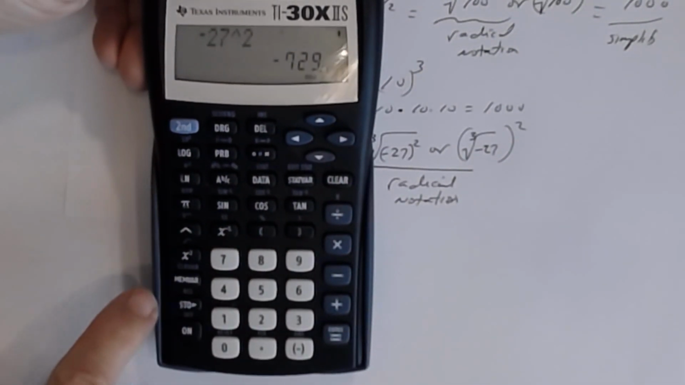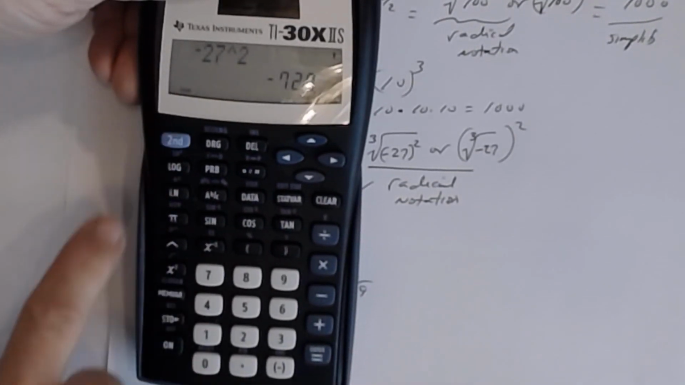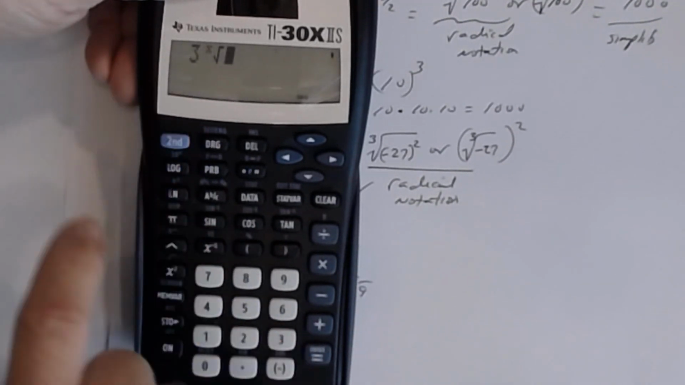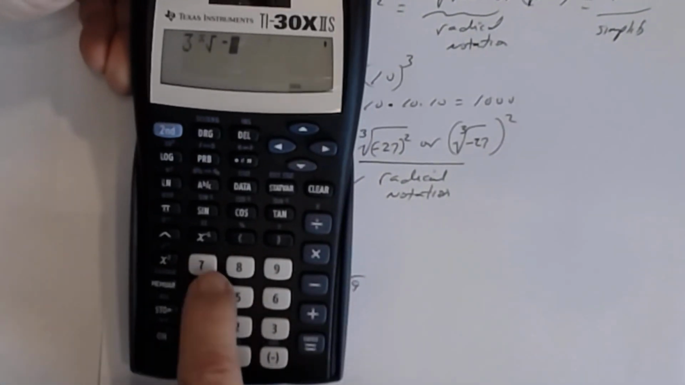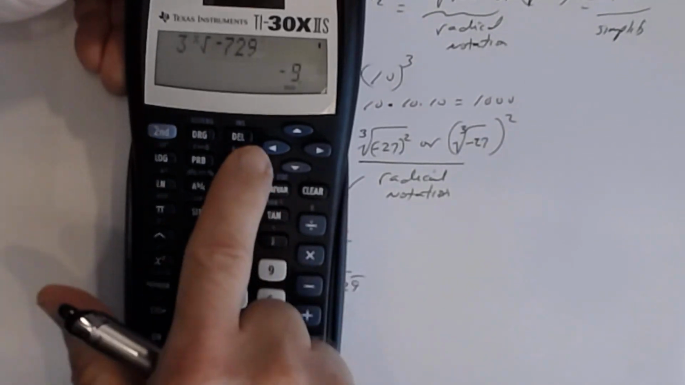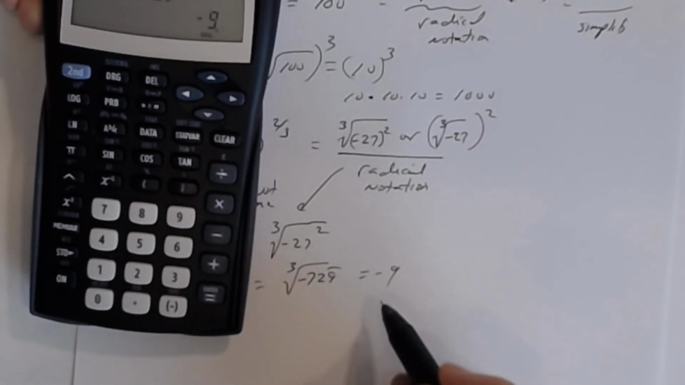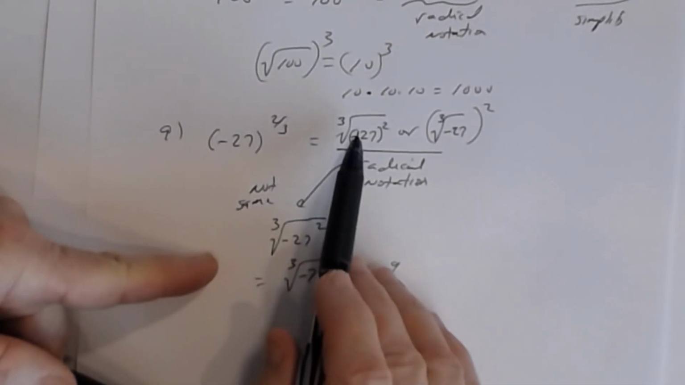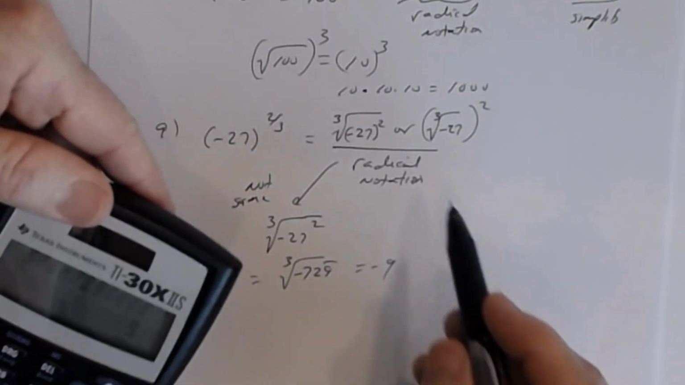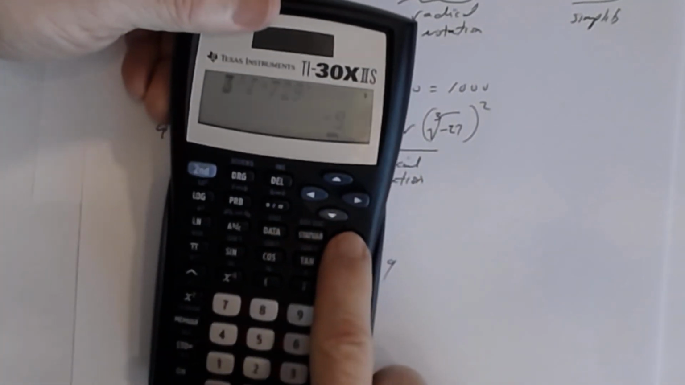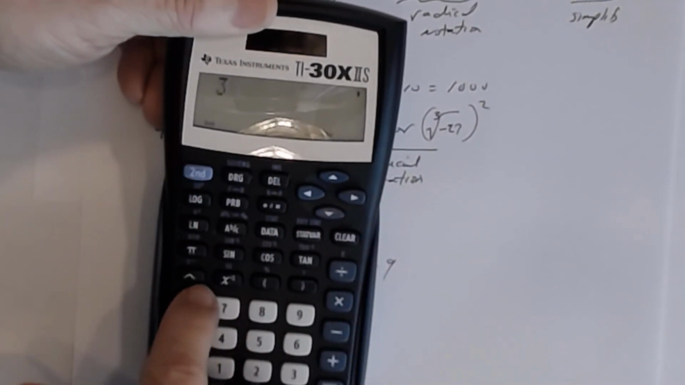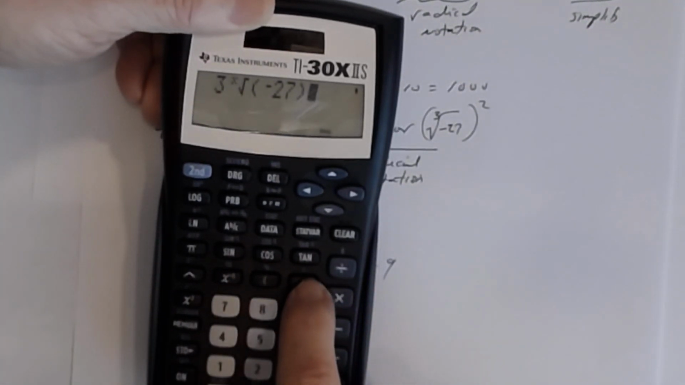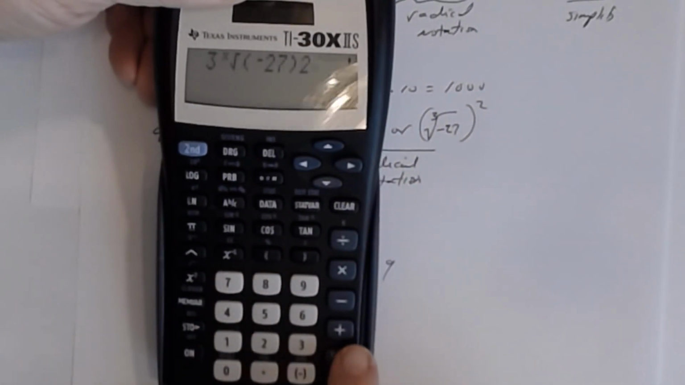Then I'm going to take the cube root of that. So to take the cube root, on your calculator, on mine, I got to put 3 first, then second. So that's cube root, negative 729, and I get negative 9. So this right here is negative 9. But that's not what this is. Because look, if I do this right here, so put that in parentheses. So watch. Cube root, parentheses, negative 27, close the parentheses, and I'm squaring it. Watch what's going to happen.